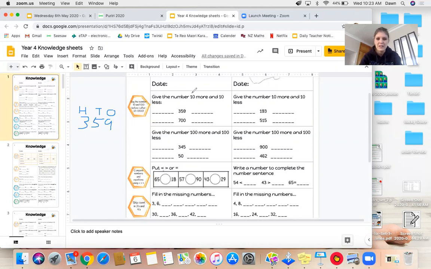Okay, so the question is, what is 10 more, 10 less than this number? So the trick over here is to look at your 10 column. It's the only column you have to look at over here. Okay, so the 3 will stay the same. So what is 10 more than 50? I know it's 60. I know you guys know too. And then the 9 will stay the same. So the only thing that changes is the 10 column. So 10 more than 359 is 369.